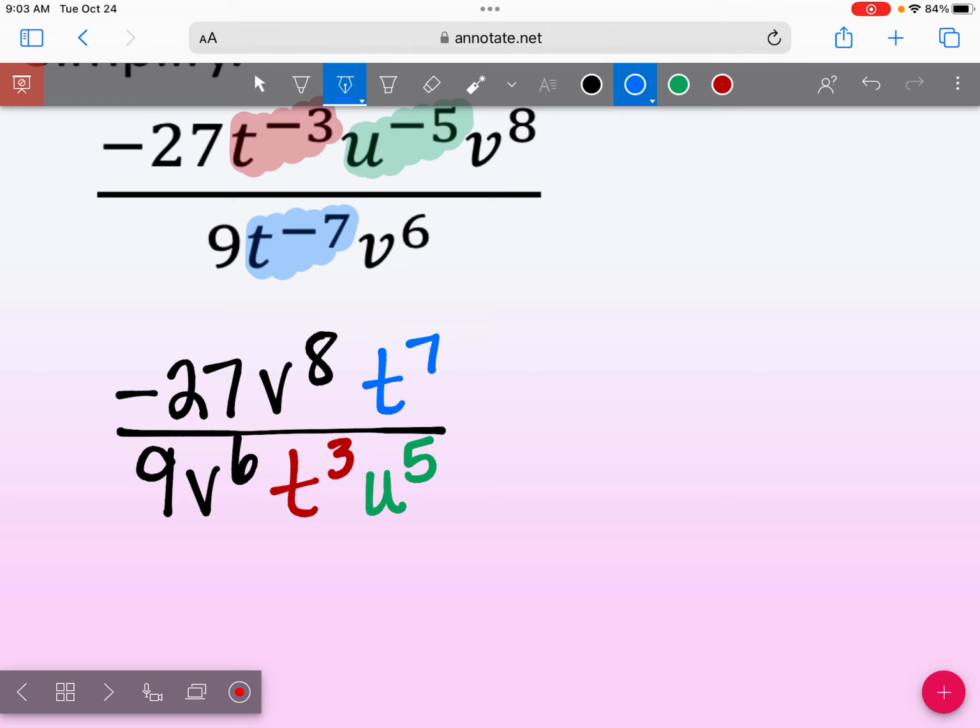So right now, I know I'm not finished because do you see how I have V? Oops, meant to highlight. There we go. See how I have the V downstairs and upstairs? I have to simplify that down to 1. And the same thing with T.